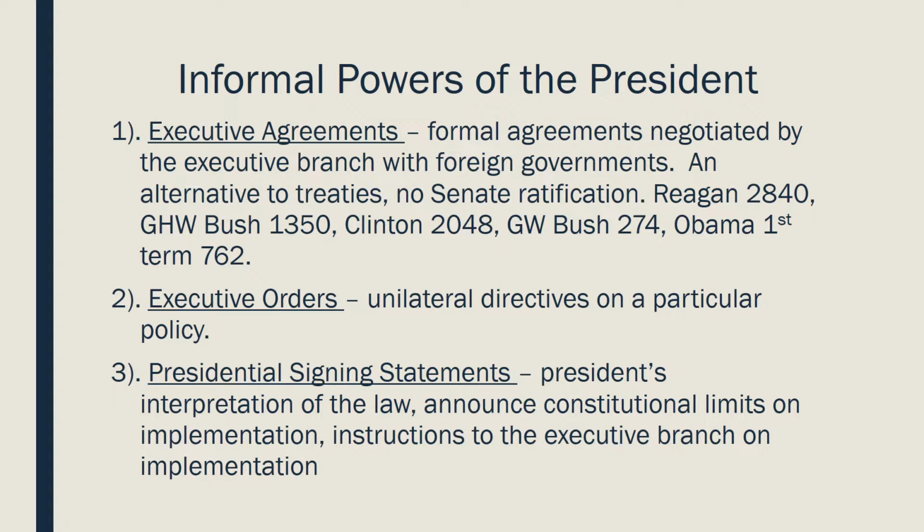And I have here listed the numbers from each presidential administration. President Reagan, 2,800 executive agreements. The first President Bush, 1,350. President Clinton, a bit over 2,000. President George W. Bush, 274. And we see that in President Obama's first term, 762 executive agreements.